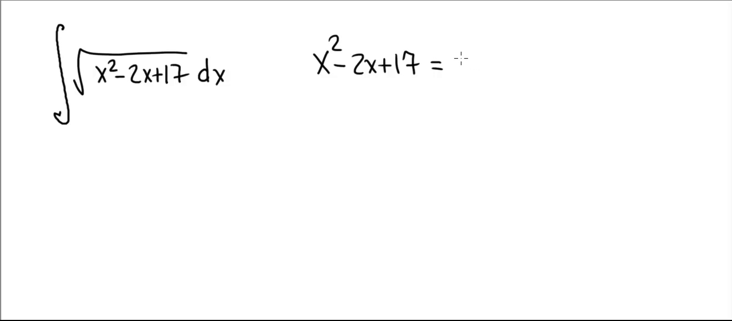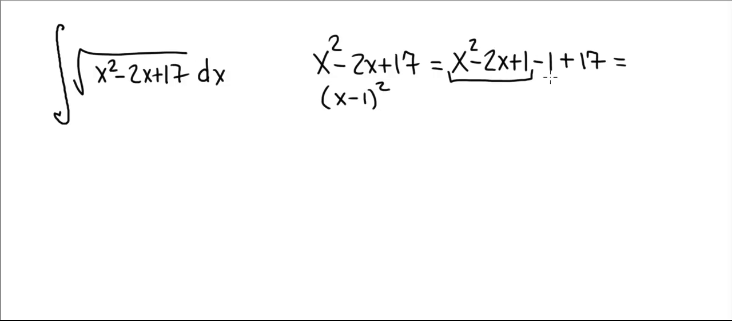Now x squared minus 2x plus 1 is going to be x minus 1 squared. So that's the key. We're going to take x squared minus 2x. We can add 1, but if we add 1, we have to subtract 1, so the problem is not changed, and then add 17 that was there in the first place. x squared minus 2x plus 1 can now be rewritten as x minus 1 squared, and then minus 1 plus 17 is equal to 16.